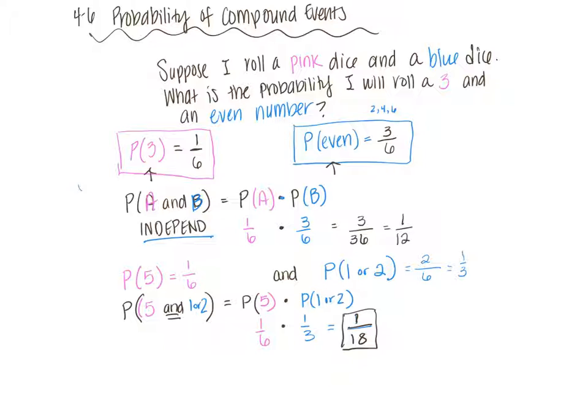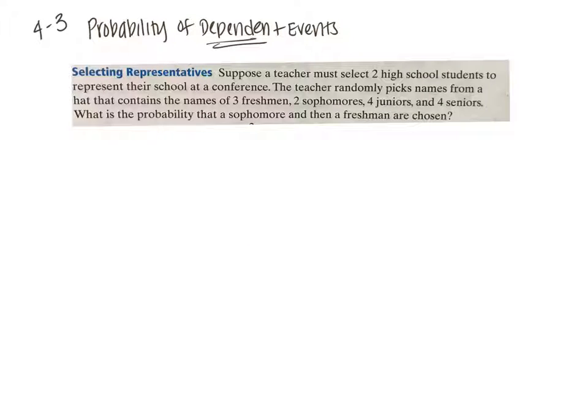All right, these are independent. They don't affect each other. Let's look at a dependent event. If I'm looking at this particular compound event, I have a teacher that needs to select 2 high school students to represent their school at a conference. The teacher randomly picks names from a hat that contains the names of 3 freshmen, 2 sophomores, 4 juniors, and 4 seniors. I want to know the probability that a sophomore, and this is really critical here, and then a freshman are chosen.